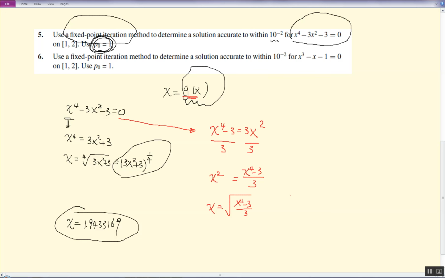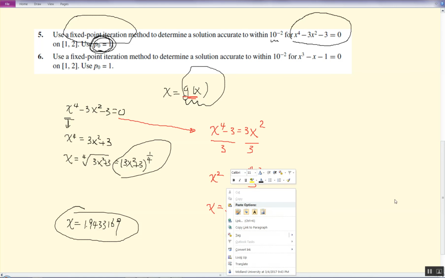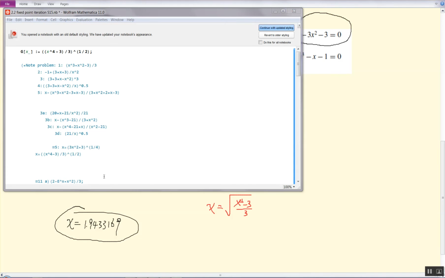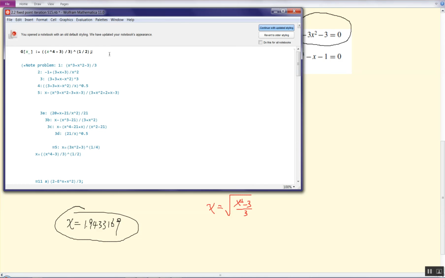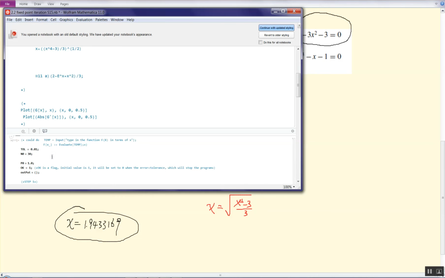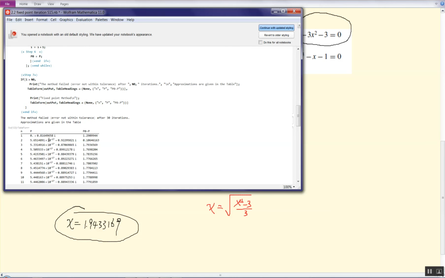I should type this in if I prefer to do it that way. So I will type that in my Mathematica. Okay, so this is the new g of x that we just derived, and I typed that g of x in Mathematica into the fixed point iteration program that I wrote, and then I want to run it and continue to run it.